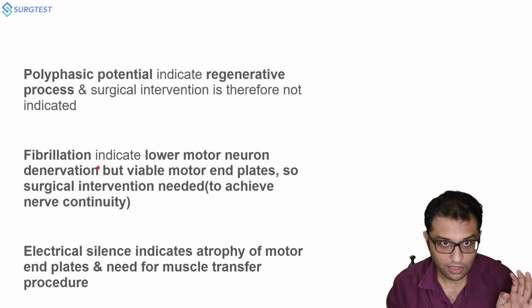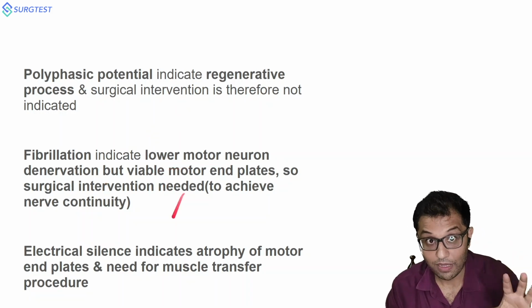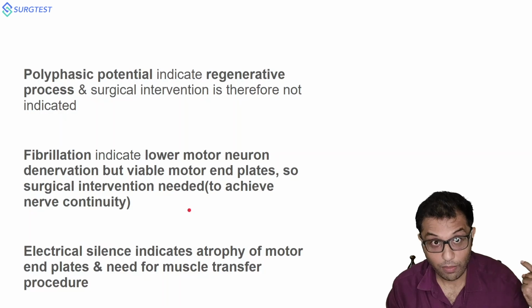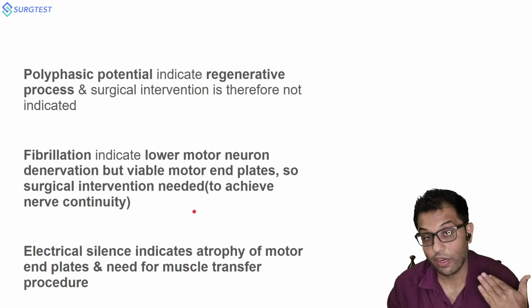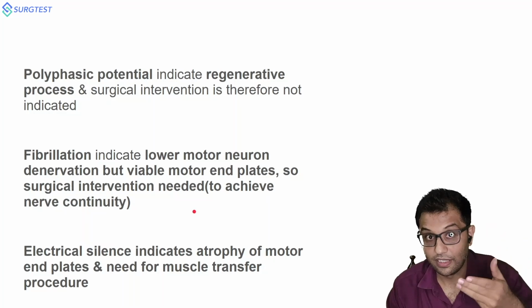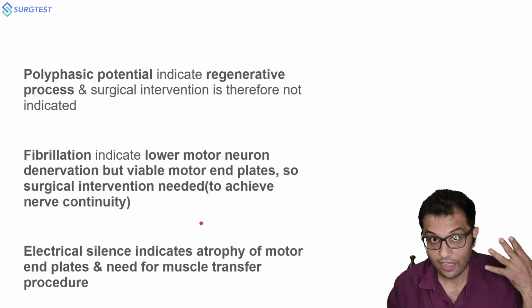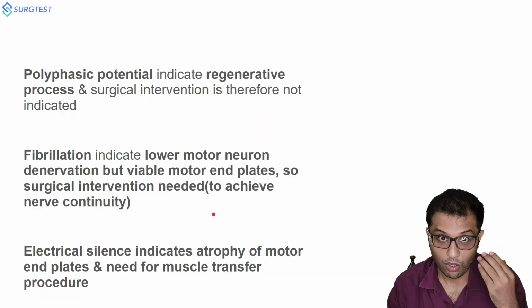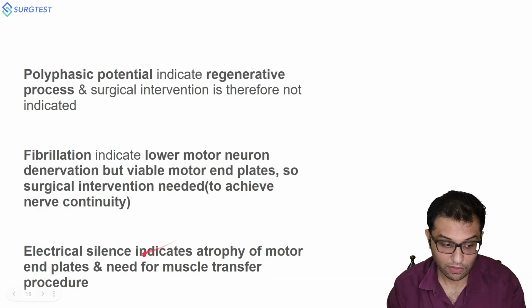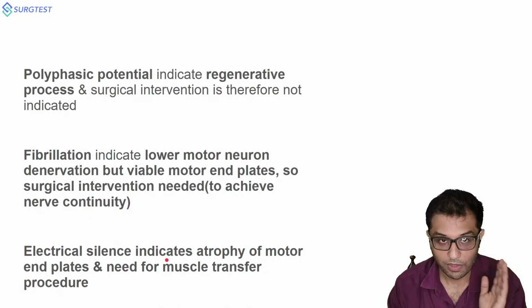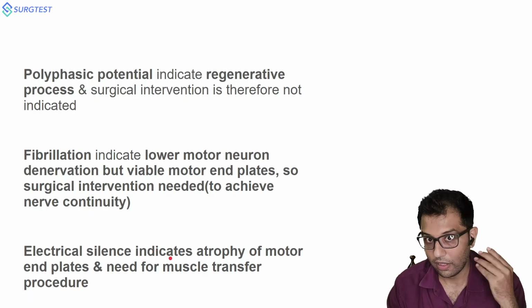If fibrillation is continuing and there is no polyphasic reinnervation, then it indicates lower motor neuron denervation. But the motor end plates are viable. That's why fibrillation is occurring. So if you can provide some nerve from some other site, like a cross facial nerve graft or hypoglossal or masseteric nerve, then that area will start working, because the end plates are not dead, only the nerve is injured. You provide some current, it will start working. But if EMG shows electrical silence, then there is no option. You have to do a muscle transfer. That is, now the muscles.